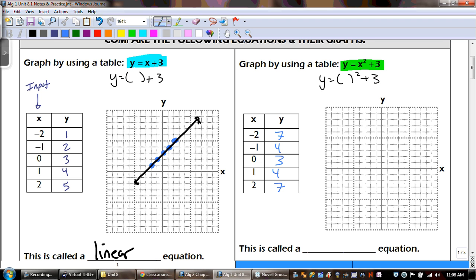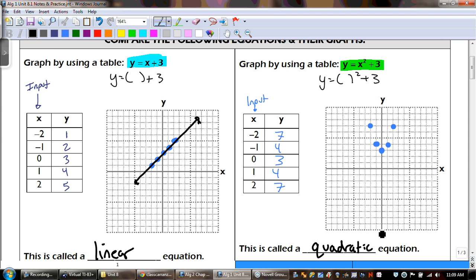Once again, this column right here was our input. That's what we're plugging in for x. Now let's graph it to see what it looks like. Our first point is 0, 3. We have -2, 7. We have -1, 4. But then we have 1, 4, and 2, 7. I've never seen a line like that before. Well, it's because it's not a line. This is called a quadratic equation.